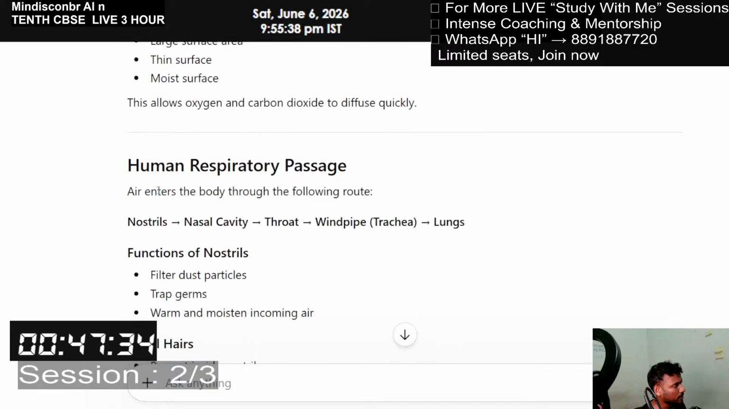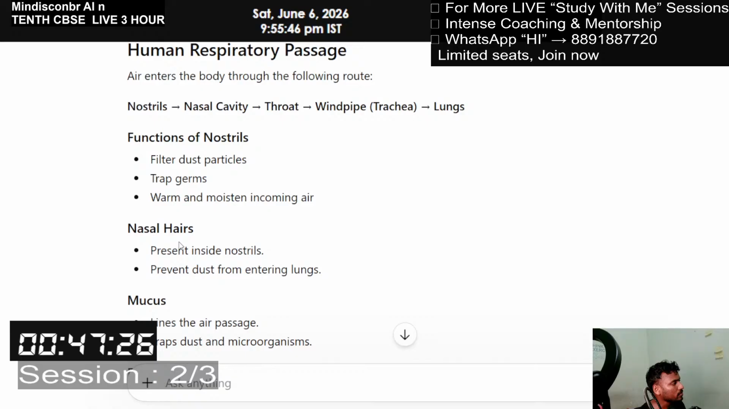Human respiratory passage. Air enters the body through the following route: nostrils, nasal cavity, throat, windpipe or trachea, and to lungs. Functions of nostrils: they filter dust particles, trap germs, warm and moisten incoming air. Nasal hairs present inside nostrils prevent dust from entering lungs.